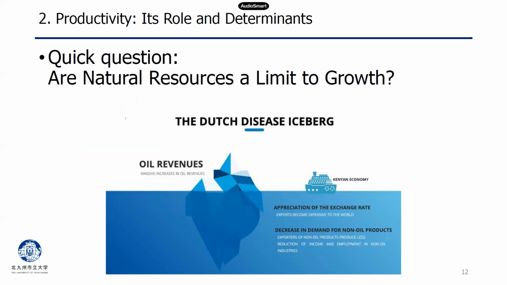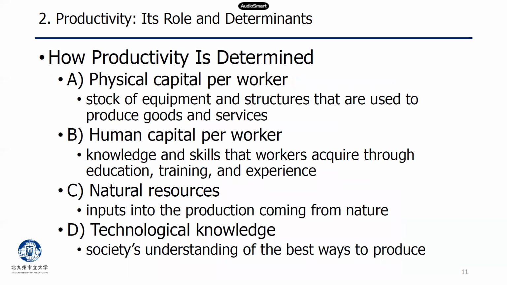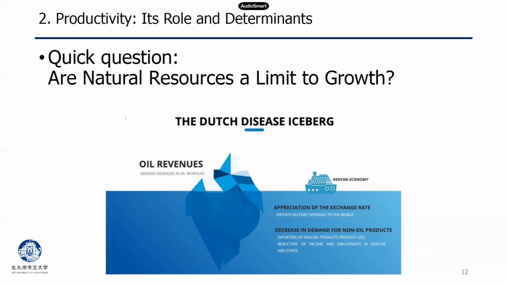All right. One quick question is, we have looked at four types, and I believe that the first one, having more machines, is beneficial. Two, having better education is beneficial. And number four, technological knowledge is beneficial. So if you know more, if you get better education, if you have more machines, you have higher productivity. But are natural resources always good for growth, or are they a limit for the growth?